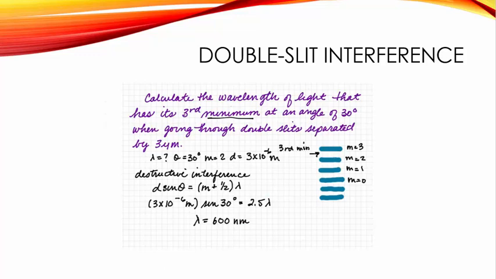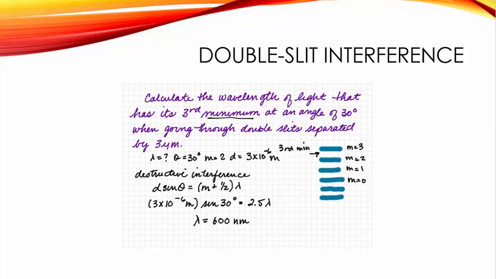So here's an example problem. It asks you to calculate the wavelength of light that has a third minimum, so we're talking about the dark spot, at an angle of 30 degrees when going through double slits separated by 3 micrometers. You have to pay attention to the units.